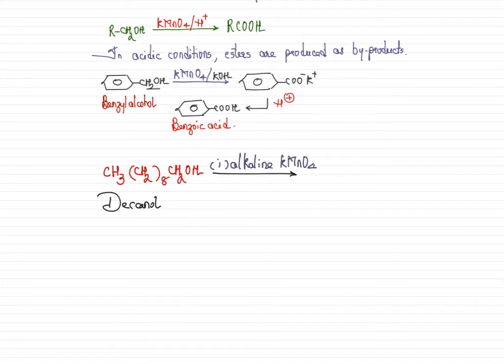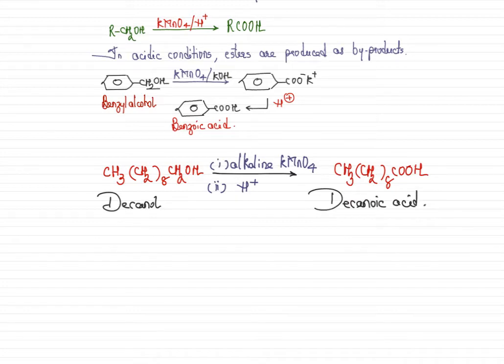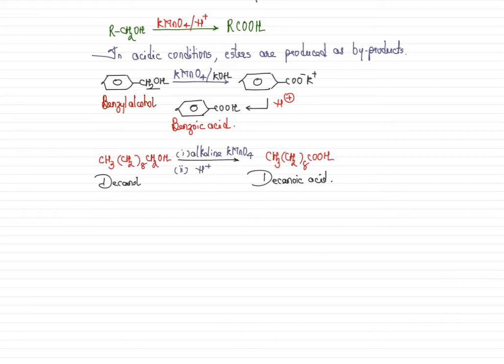I can put both the reactions together, and in the second part I can put H plus. I may directly get my product CH3, CH2 8 times, and then COOH. This is what you call decanoic acid, right? So you end up getting decanoic acid, and this is one more reaction. I hope you've understood how to get carboxylic acids from primary alcohols.